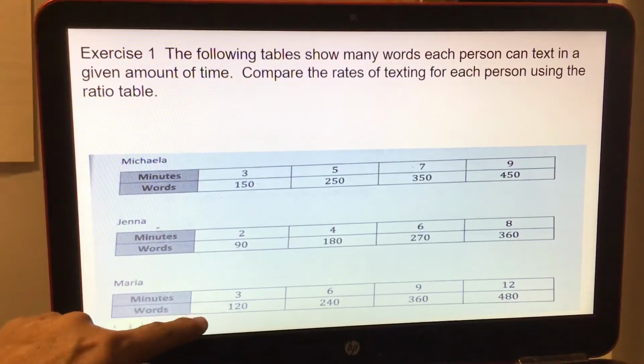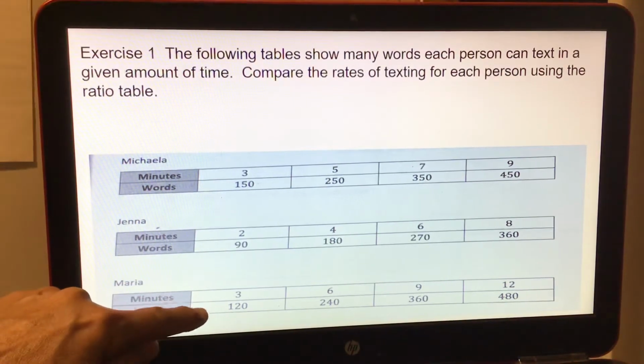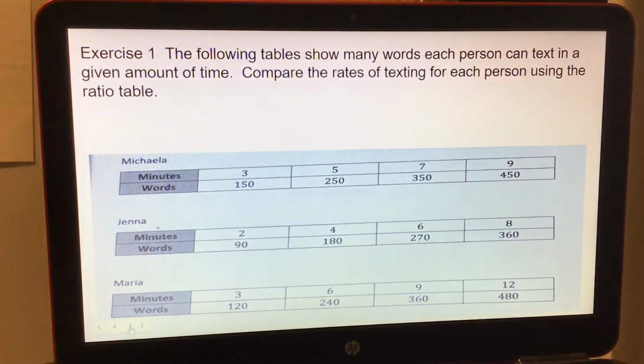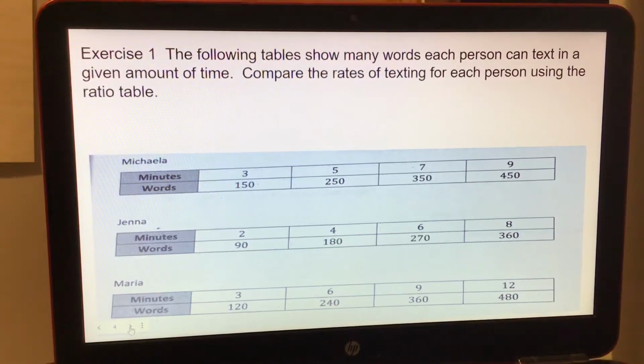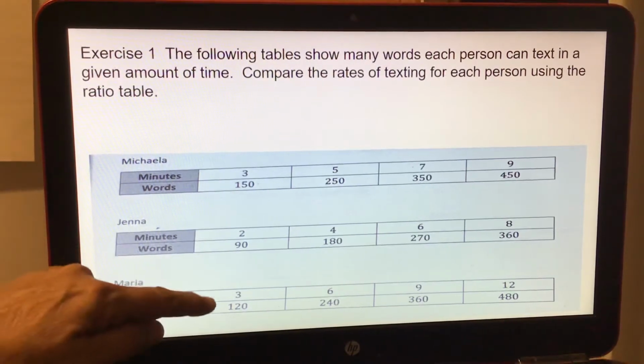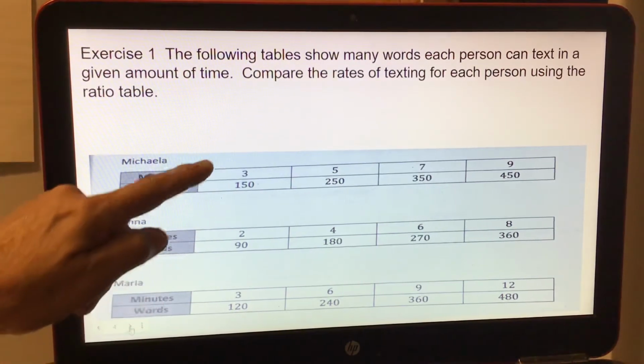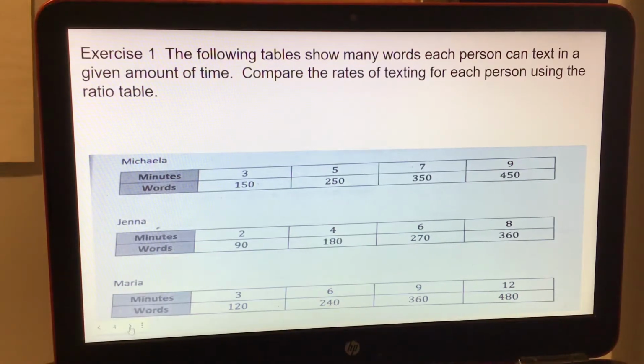And then the last one is Maria down here, 3 over 120. Make it a fraction, 3 to 120. Fraction 3 over 120. Divide both by 3 to reduce it. 3 goes into 3 1 time. 3 goes into 120 40 times. So this is 1 to 40, 1 to 45, and 1 to 50. Okay, and then you can compare who's faster.